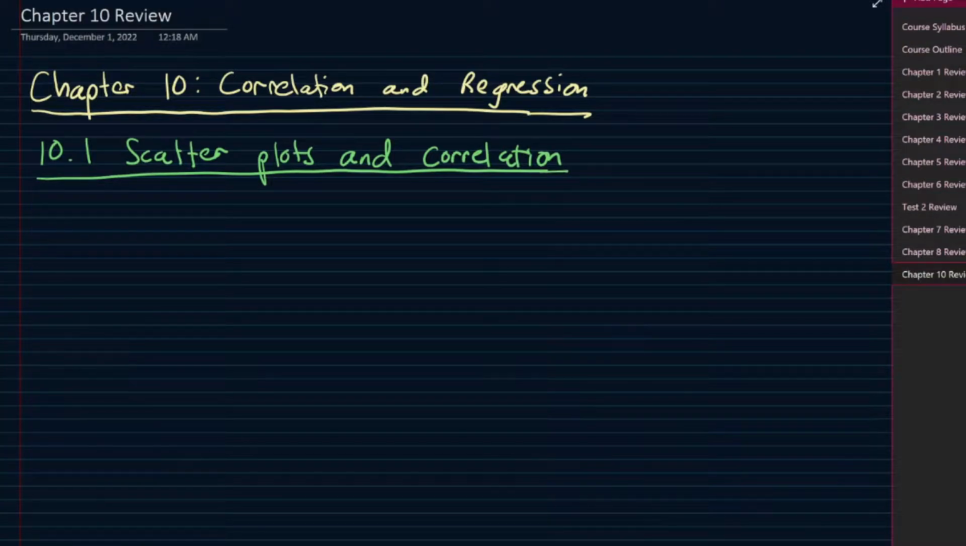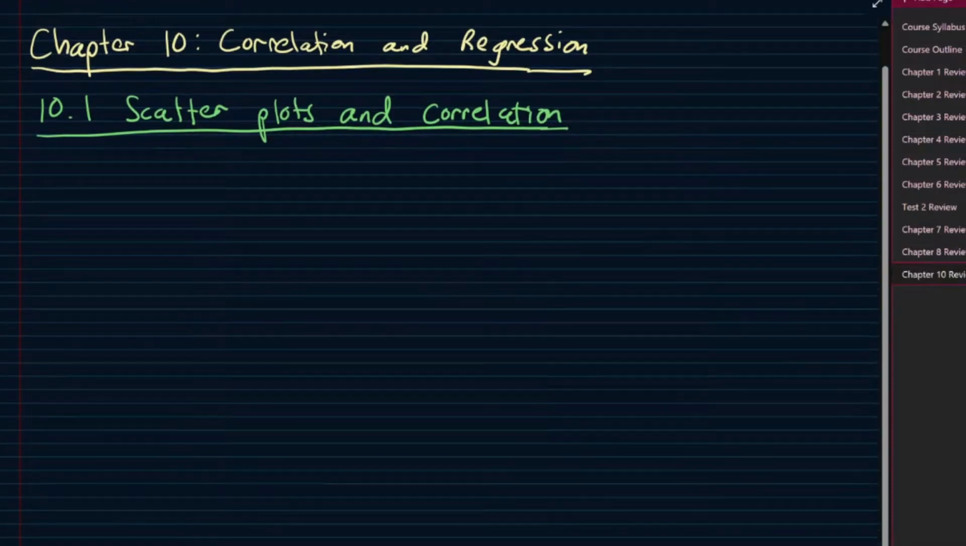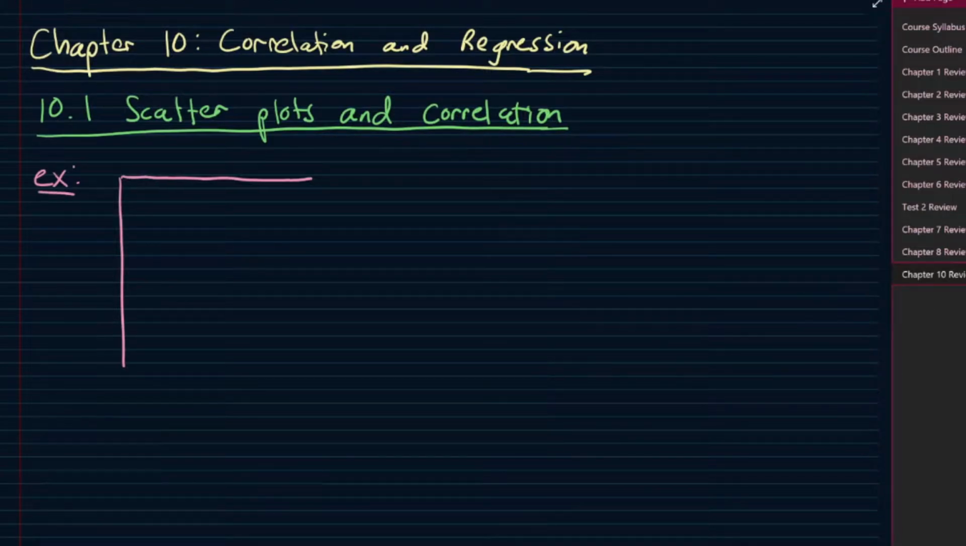So very often in statistics, we're trying to see if one variable influences another. You know, if a rise in this variable shows a rise in another variable. We could, for example, have the following data about two variables.